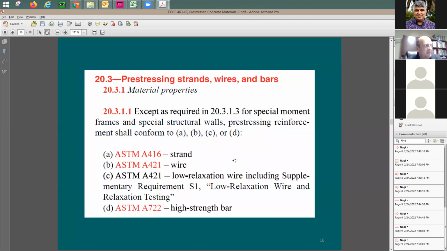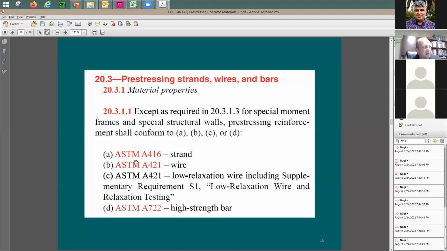So the three types, according to the code here, the prestressing strands, wires, and bars. According to the ACI code, the strand is going to be conforming with the ASTM A416. As you know, this is going to be the specifications. And earlier, I have discussed the difference between the code and the specification.